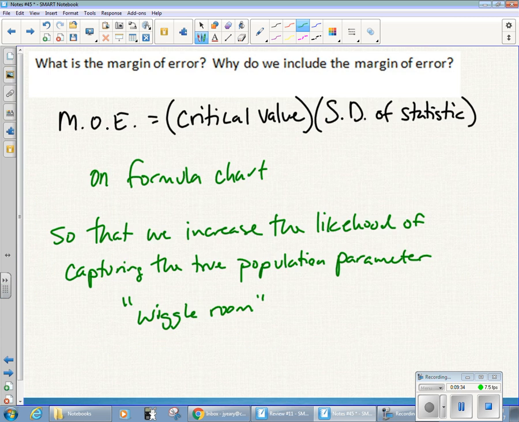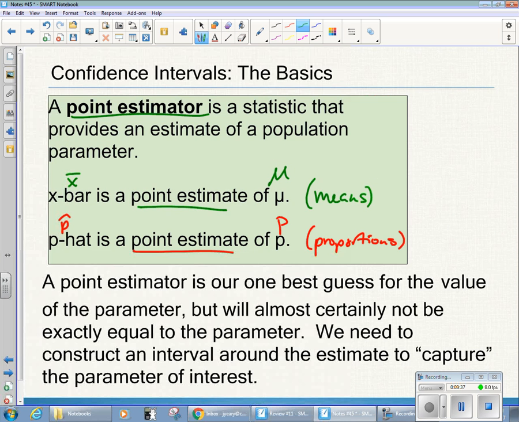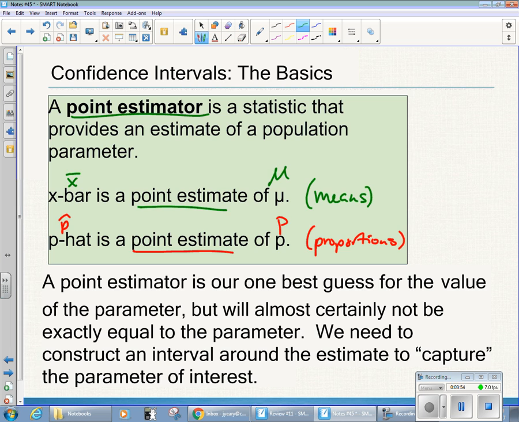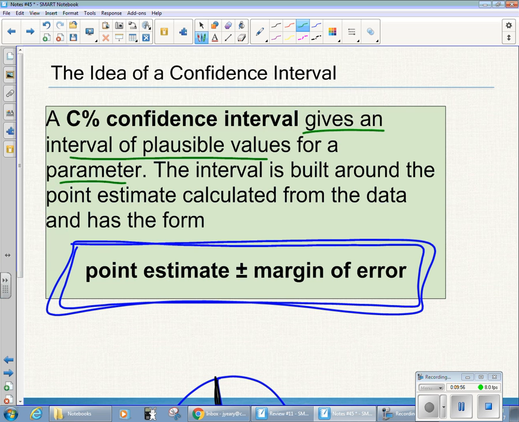So, big ideas so far. What do we have? We have a point estimate. That's our x bar or p hat, depending on whether we're doing a confidence interval for means or proportions. That's just another way to say the exact same thing. We're going to use the 68, 95, 99.7 rule, although it has not come into play yet at this point. We're going to use this basic formula to construct every single confidence interval that we ever use: our point estimate plus or minus our margin of error.